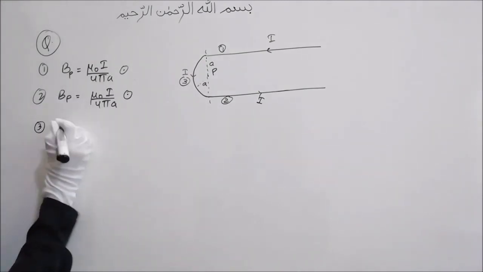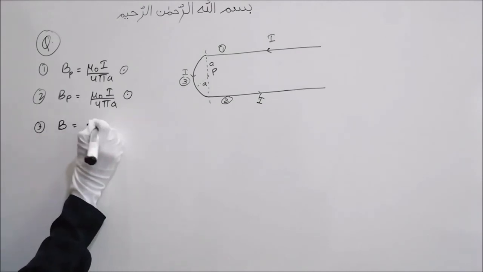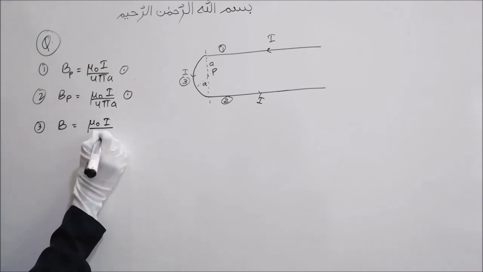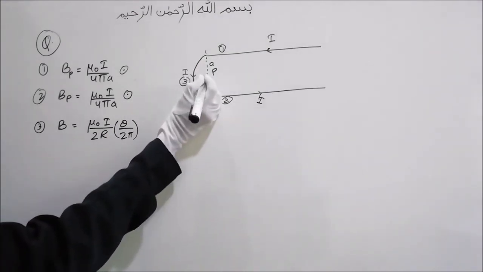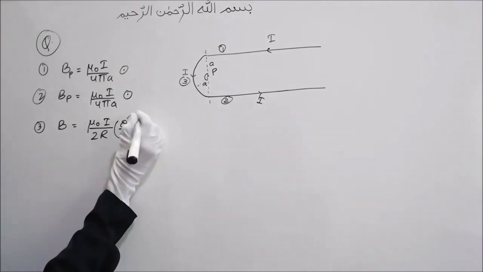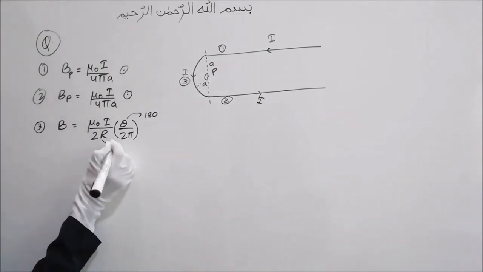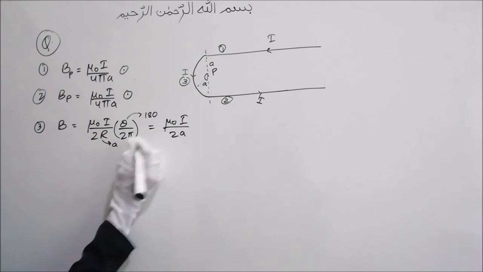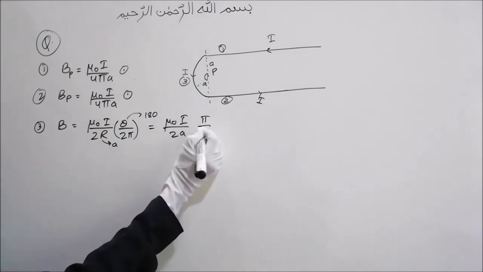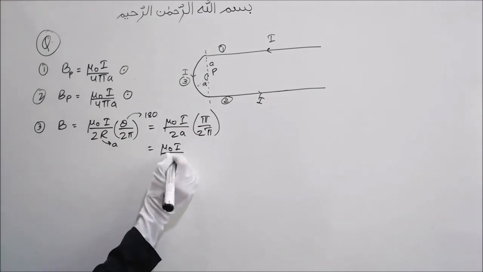This is the formula which we just saw. Because of any curved element, the formula was mu naught I by 2r, theta upon 2 pi. Now here the curved element makes a total angle of 180 degrees, so the theta value will be equal to 180. Radius r is A, so this value will be A. The formula comes out as mu naught I by 2A, 180 is pi, pi and pi cancel, and we'll have mu naught I by 4A.